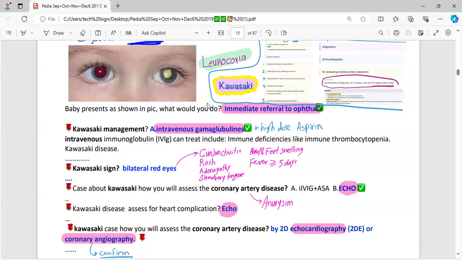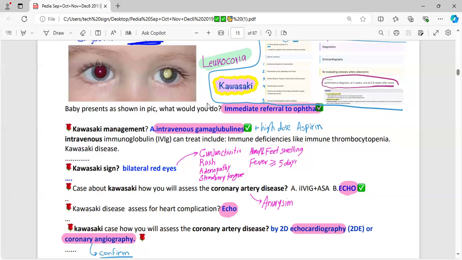When would you go with intravenous immunoglobulin? In Kawasaki we said we give aspirin. When would you give the gamma globulin or intravenous immunoglobulin? Ma'am, to avoid the heart complications. Okay, good. Because if there is vasculitis, obviously the vessels of the heart would be inflamed. So in order to avoid the complication, you would give the gamma globulin.